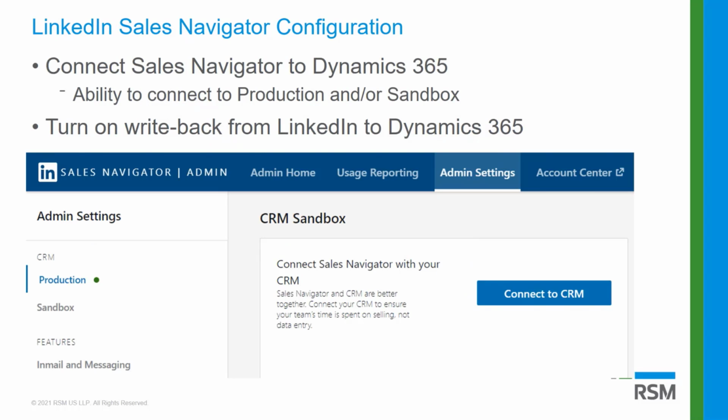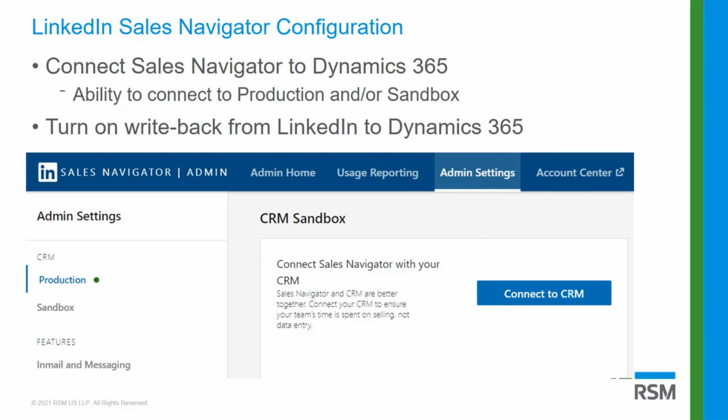Now let's take a look at the configuration from the LinkedIn Sales Navigator side, right? So what you're going to have to do is first set up that connection between Sales Navigator and Dynamics 365. And during this setup, you can then enable write back from Sales Navigator to Dynamics 365. What that does is allow users to save information that's created in Sales Navigator back to Dynamics 365. And I'm going to talk about what are some of those items that can be written back to Dynamics 365.